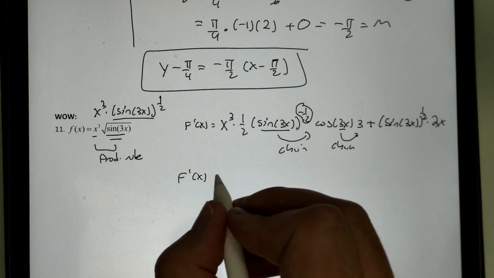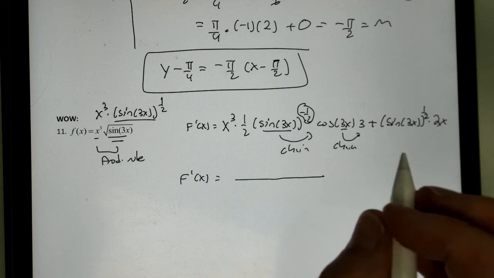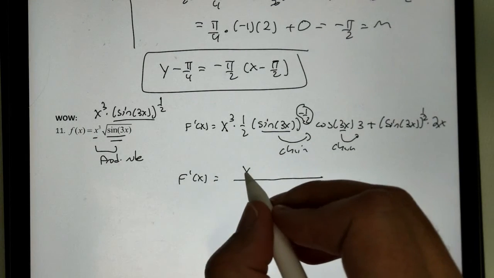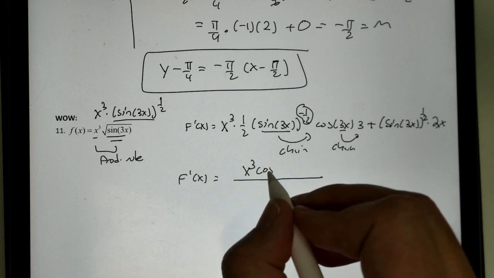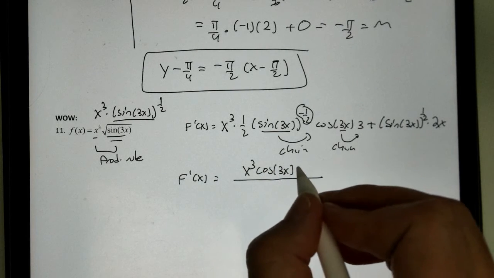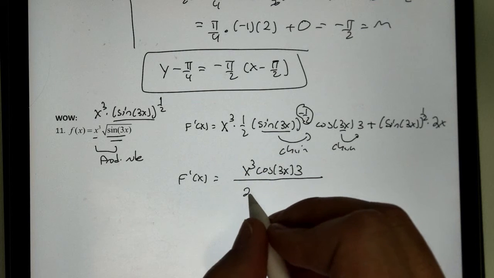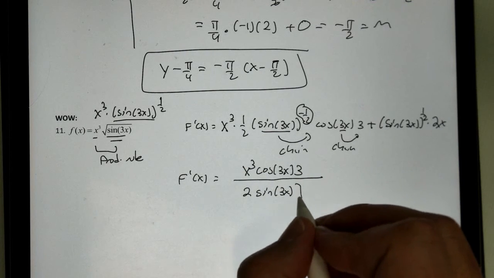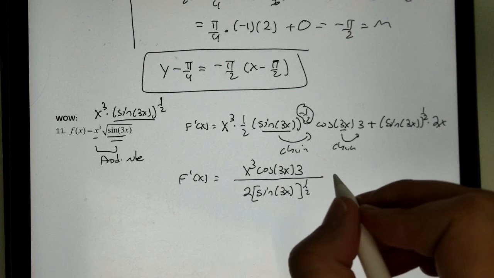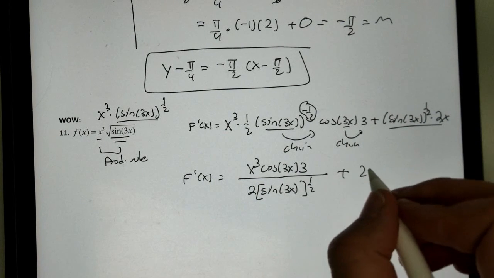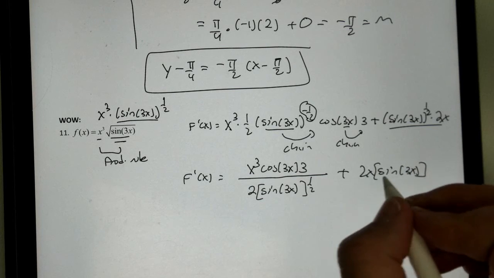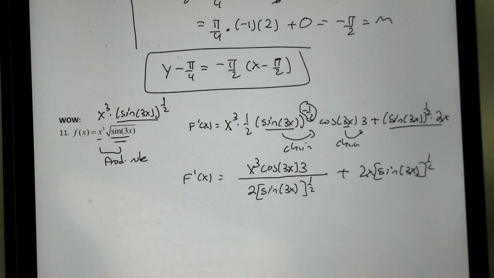So when we simplify it, well, not simplify it, obviously. On top, I'm going to get this x cubed, this cosine of 3x, and this 3. On the bottom, I'm going to get this 2 and the sine of 3x to the 1/2. And this all just stays the same: 2x times sine 3x, all of that to the 1/2. Right there. And then the derivative.